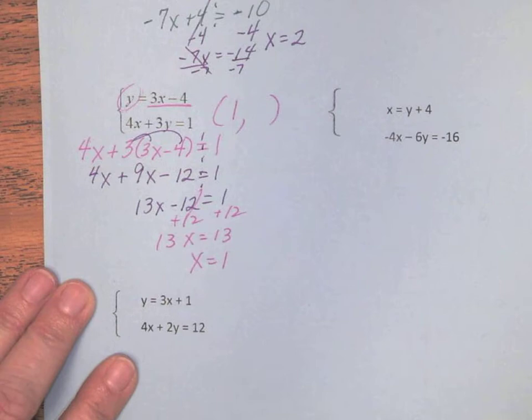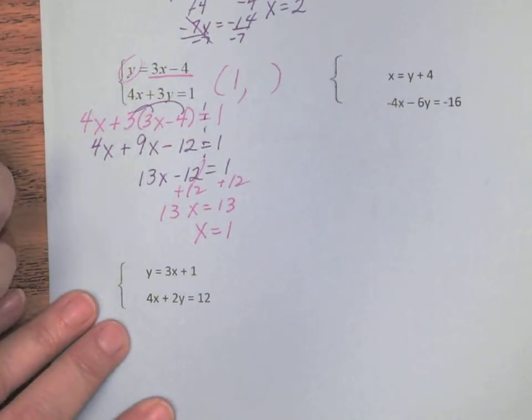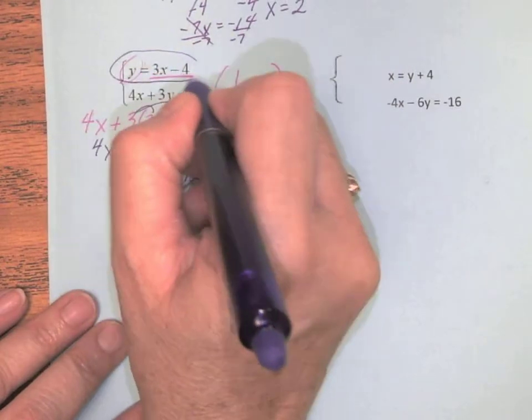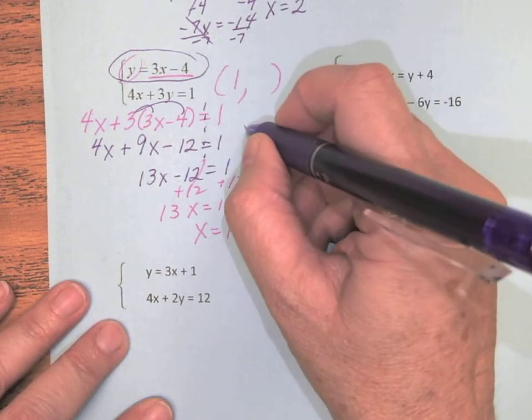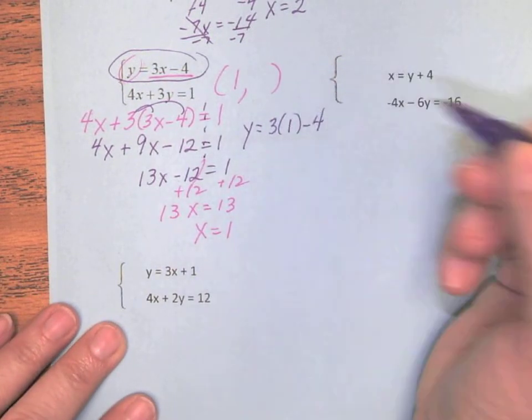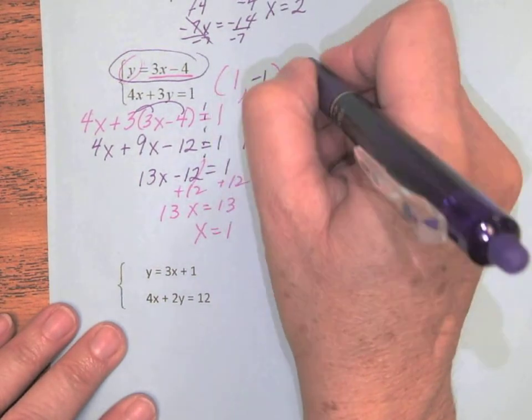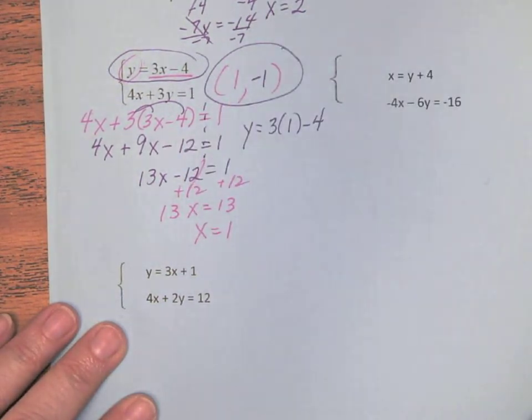Once again, I am not finished. I only know the x. I've got to find y. Doesn't it look like this one would be very easy to substitute into and find y? Y equals 3 times x minus 4. 3 minus 4 is negative 1. There's my equation.